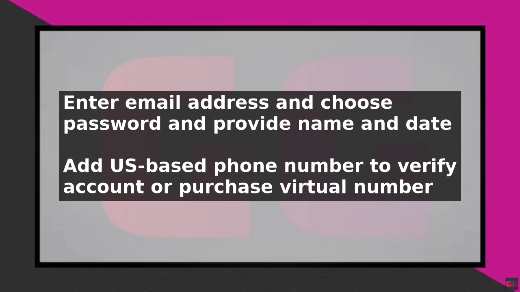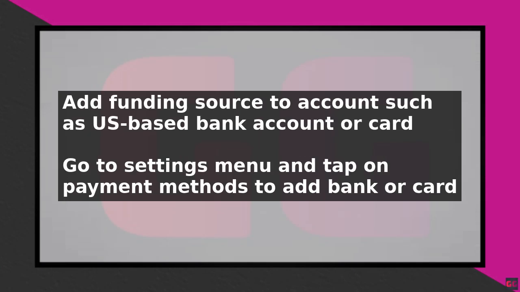This can be a US-based bank account, credit card, or debit card. To add a funding source, go to the Settings menu, tap on Payment Methods, and select Add Bank or Card. Follow the prompts to enter your account or card information.